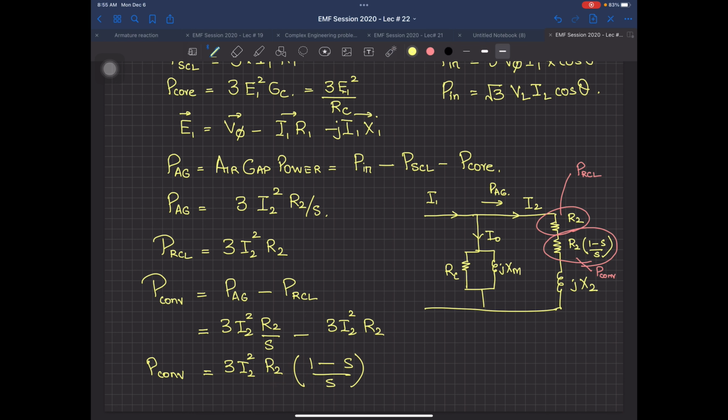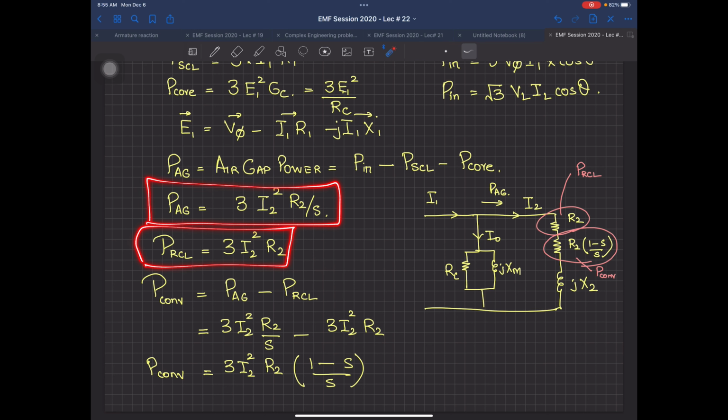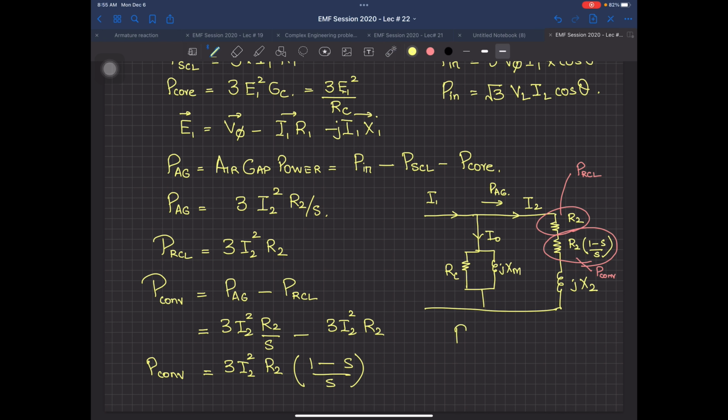Now again from this formula, if you see very closely over there, this formula, that is P_RCL, and this formula, P air gap, the only difference in them is this S. The only difference in these two formulas is S. So can I write down over here that P_RCL is equal to S times P_AG? If you multiply S by P air gap, you are getting over here.